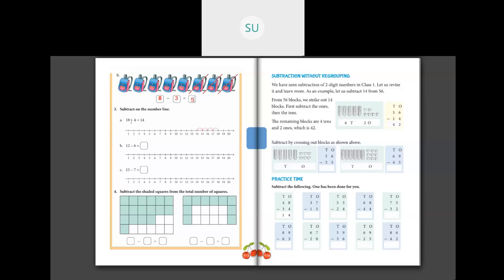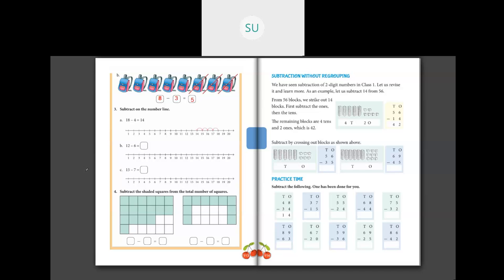Okay. So, we just saw how to do that. So, 18 minus 4 is equal to 14. So, this they have already done. So, here what we do, we start with number 18. 18 is here on the number line. And then we count 4 steps backwards. So 1, 2, 3, 4. So what is the number you reach? You reached 14. So 18 minus 4 is 14.